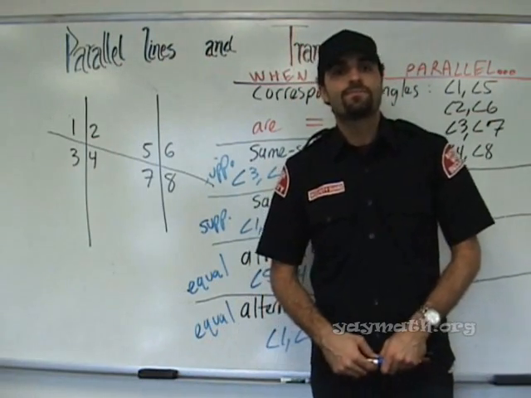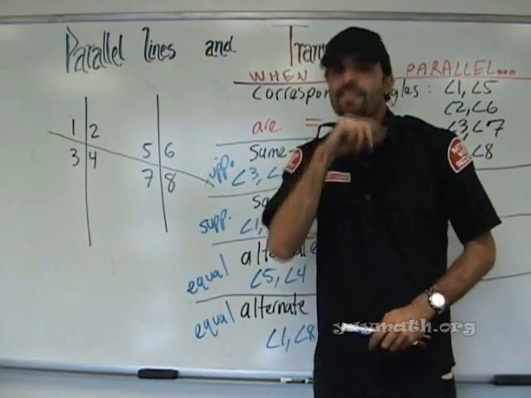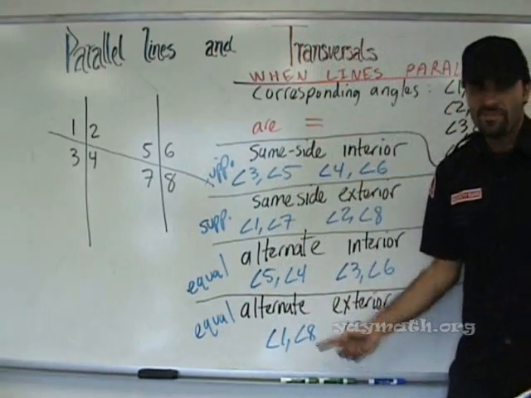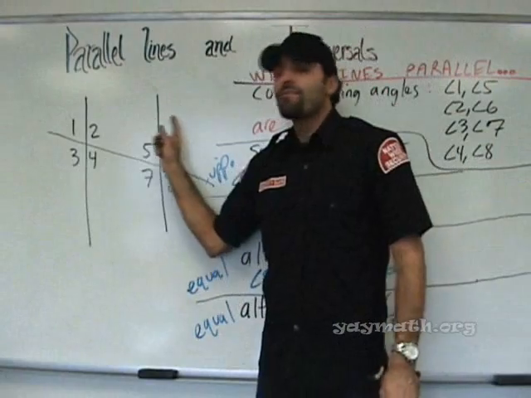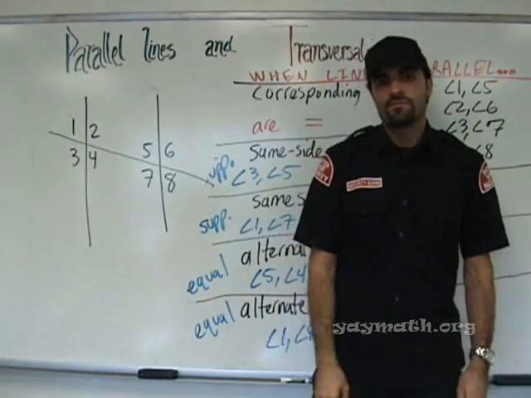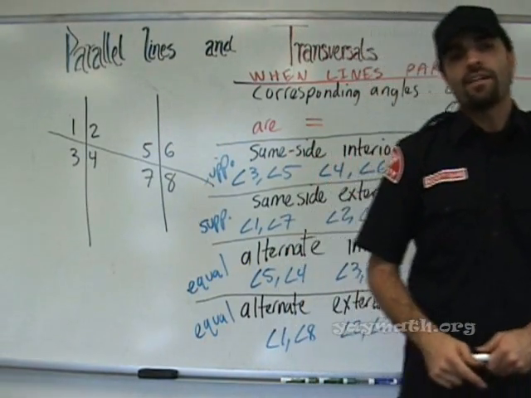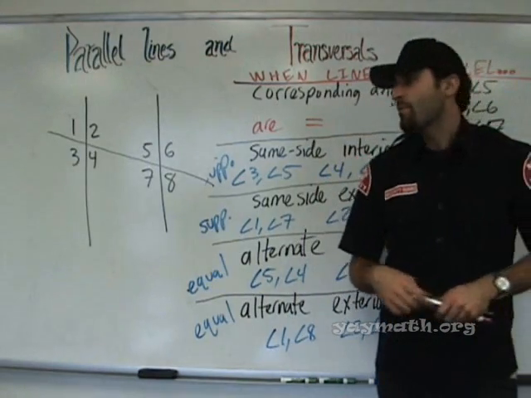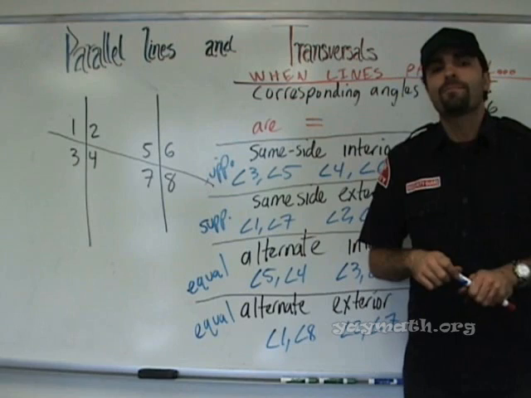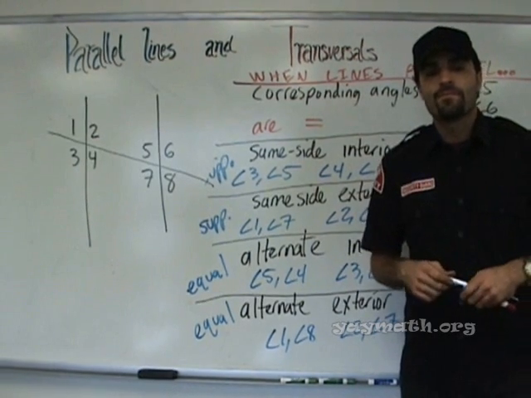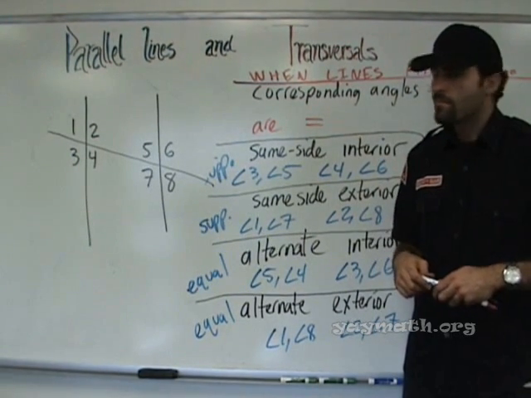Question. So if it says alternate, then it's equal, and if it's same side, they're supplementary? Yes, within these rules, with the exception of 3 and 5. So be careful with those. 3 and 5 don't have a name. Well, they're supplementary, but we don't have a name for them. You don't fall into either.